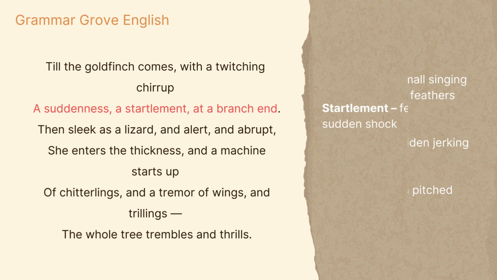A suddenness, a startlement at a branch end. So as soon as the bird sits on a branch, there is a suddenness, a startlement. Why? Because till now the tree was death-like, it was silent, it had no movement. Now that the bird has come to sit on top of the tree, we see a sudden movement. And the movement is causing a startlement, a sudden shock.